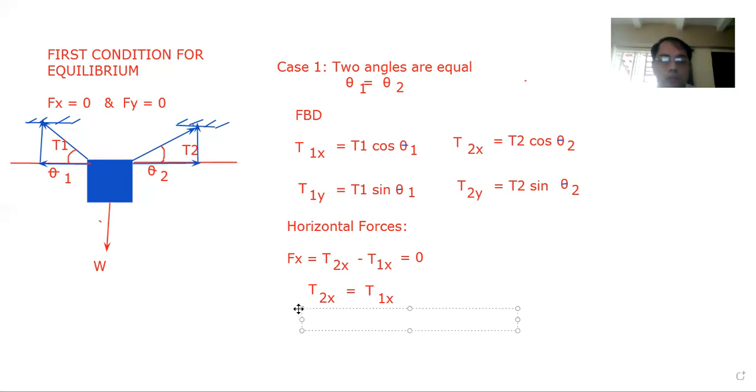Now our T2x, in an equation, is P sub 2 cosine theta 2. So this is equals to this expression. Whereas our T1x is T1 cosine of theta 1. So these are angle measurements.